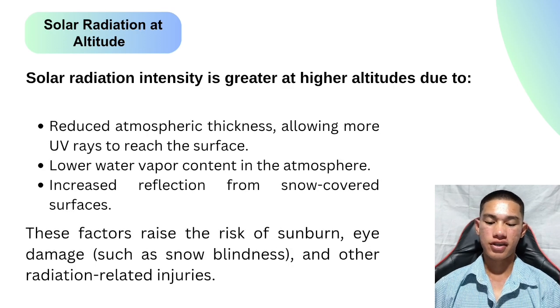And solar radiation. High altitude environments also mean more intense solar radiation. There's less atmosphere to filter UV rays. There's also less water vapor to absorb radiation. Snow reflects sunlight, increasing exposure. This means more risk of sunburn and eye damage like snow blindness.